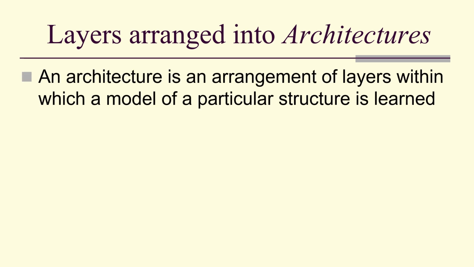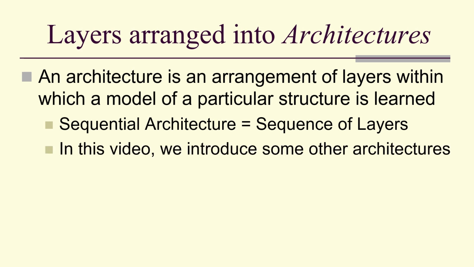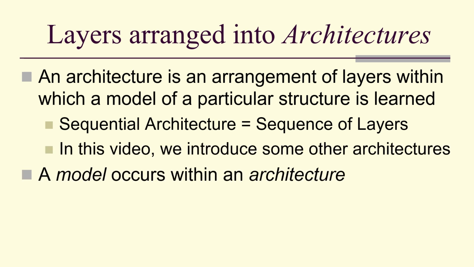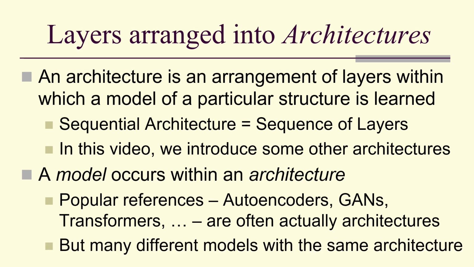An architecture is an arrangement of layers within which a model of a particular structure is learned. Sequential architecture, sequence of layers, we just saw that. In this video, we're going to look at some other architectures. A model occurs within an architecture. Popular references: autoencoders, GANs, transformers. Most often, they're not talking about models, they're talking about architectures. And you can have many different models within the same architecture.